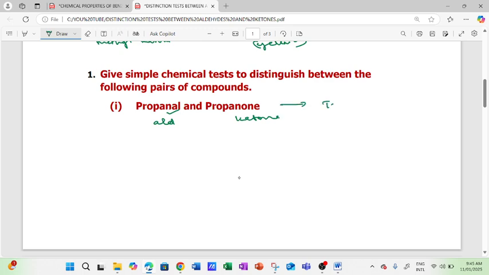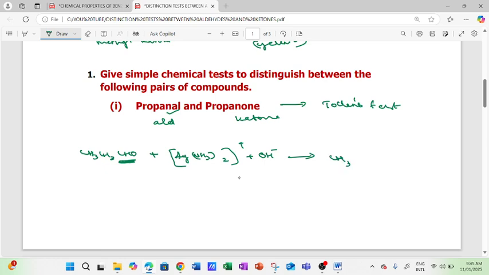First you write the name of the test in the answer, which is Tollens' test. Then you write the reaction. Propanal, CH3CH2CHO. During Tollens' test you add silver nitrate, [Ag(NH3)2]+, plus OH minus. This is ammoniacal silver nitrate, and this is the aldehyde part that changes to carboxylic acid.